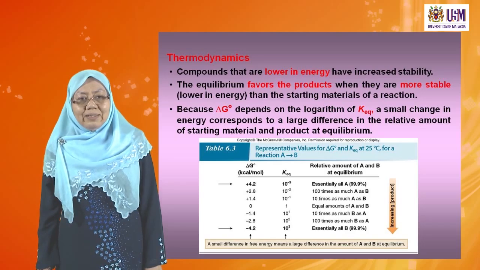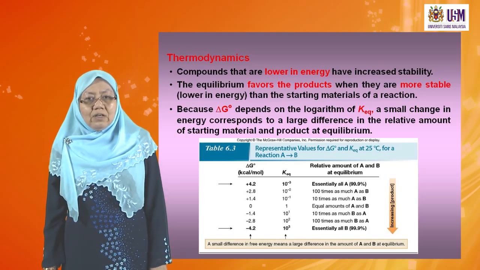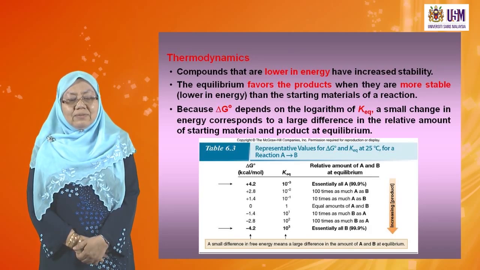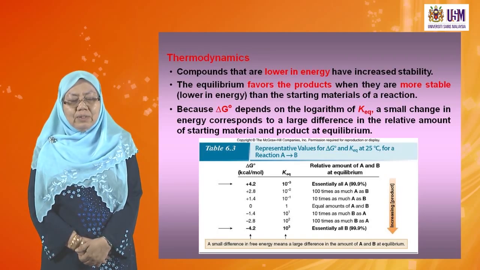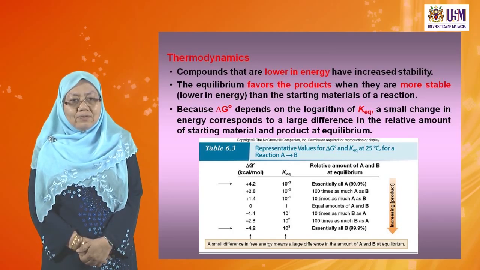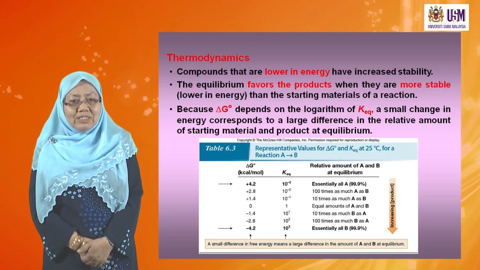Looking at table 6.3, we see some representative values for delta G naught and the equilibrium constant at 25 degrees Celsius for reactions from A to B. Now we can see a small difference in free energy means a large difference in the amount of A and B at equilibrium. For instance, when delta G naught is plus 4.2 kilocalories per mole, it is essentially all A. And when it is minus 4.2 kilocalories per mole, it is essentially all products, which is B.